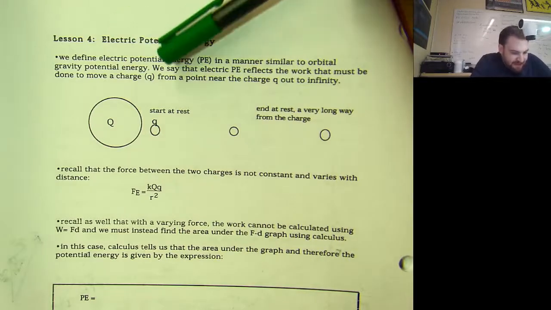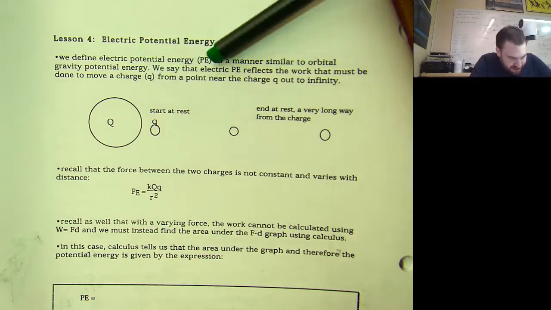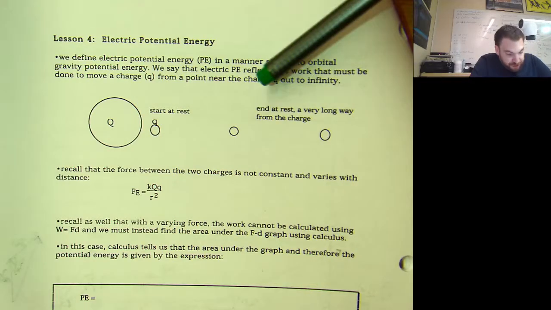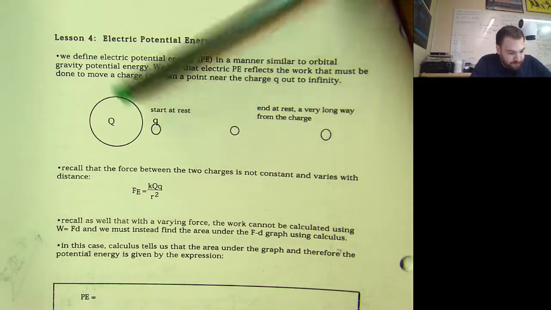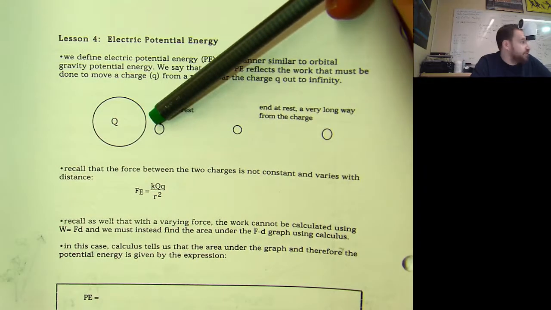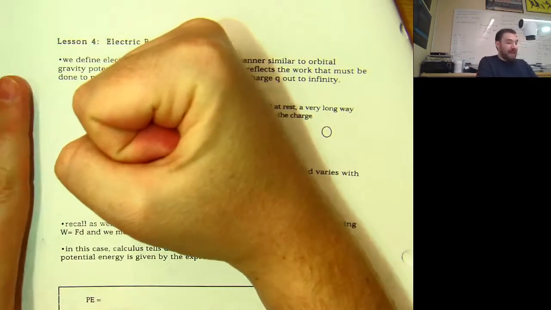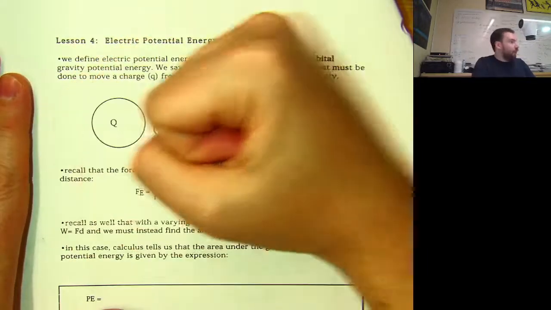So we define the electric potential energy in a manner similar to orbital gravitational potential energy. We say that electrical potential energy reflects the work that must be done to move a charge Q from a point near the charge big Q out to infinity. So if big Q and little q are opposite charges, I am going to have to do work to grab this thing and pull him away, because one is positive, the other is negative. There's an attractive force going on there, so I would have to be doing work to make that happen.